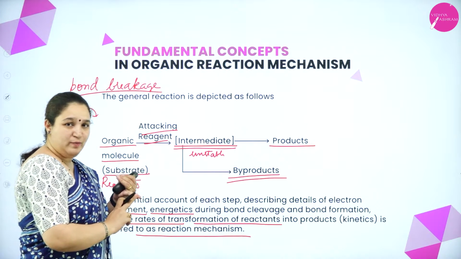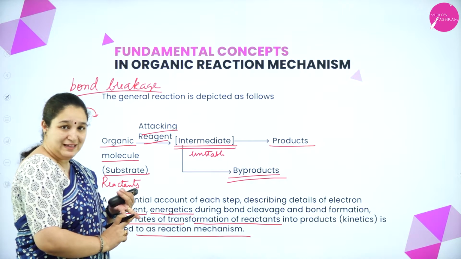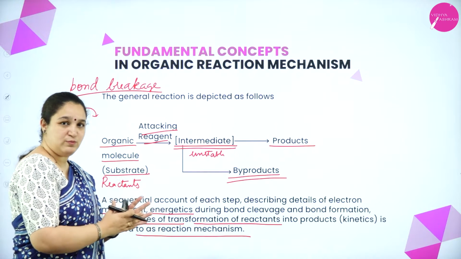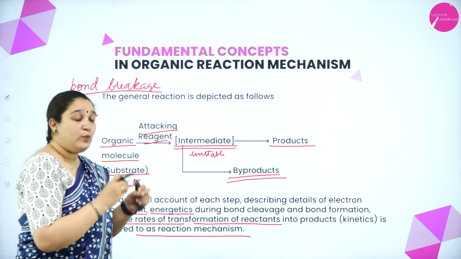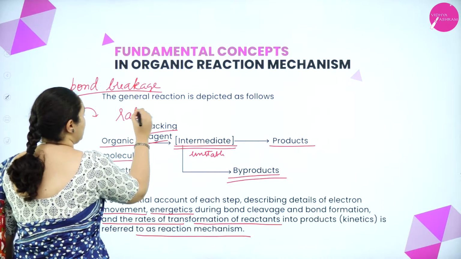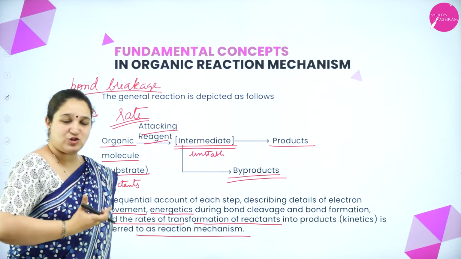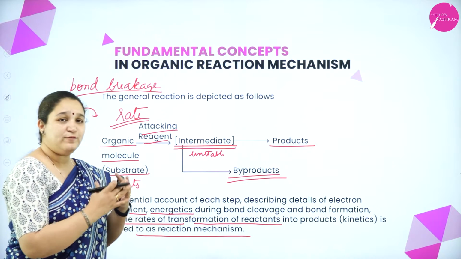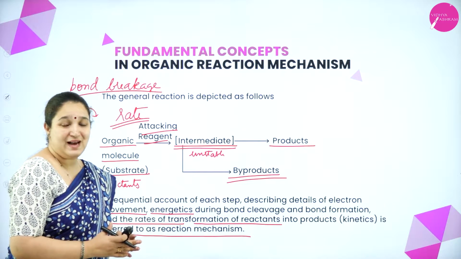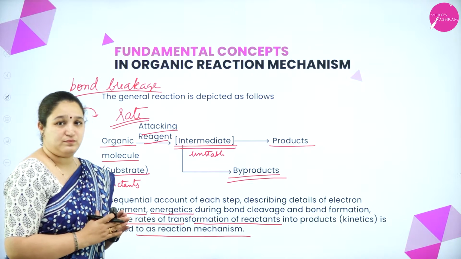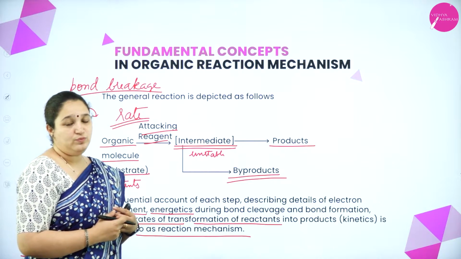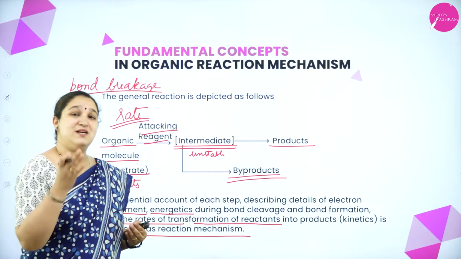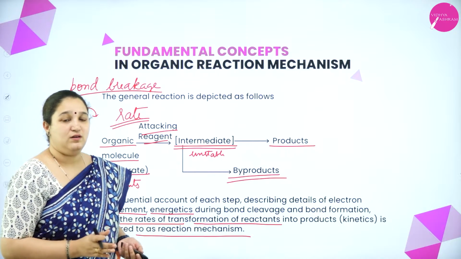So we explain electron movement, bond cleavage, and bond formation, the new bonds which are formed because of the bond cleavage. We also explain the rate of the reaction, that is, with what speed the reaction is happening, with what velocity the reactants are getting converted into products. When all of this is explained, we call it a reaction mechanism. We need to know some basic terminologies to understand the reaction mechanism, which I will teach today.